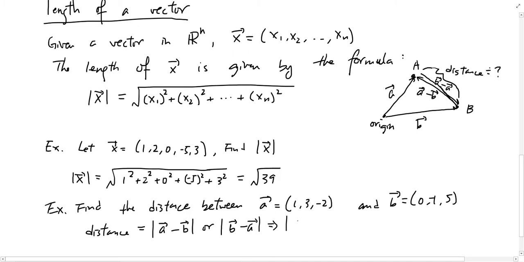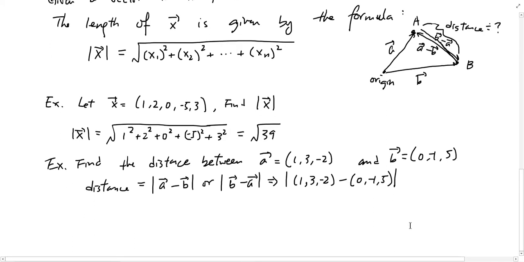I'm going to just say find the length of (1, 3, -2) minus (0, -1, 5). So basically what we're doing is a vector subtraction, or technically vector addition of the opposite vector first. And then once we do that, then we can actually find the length. So that equals the absolute value, or length, of (1, 3, -2) minus (0, -1, 5).